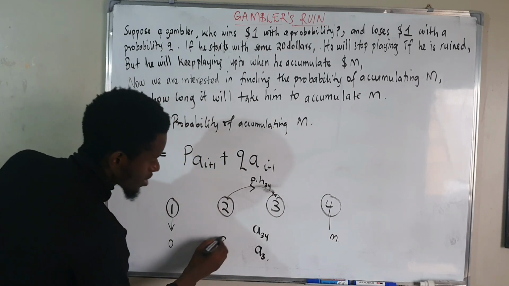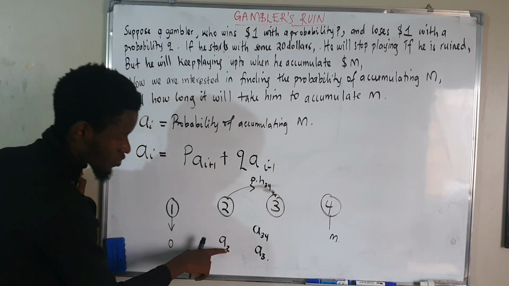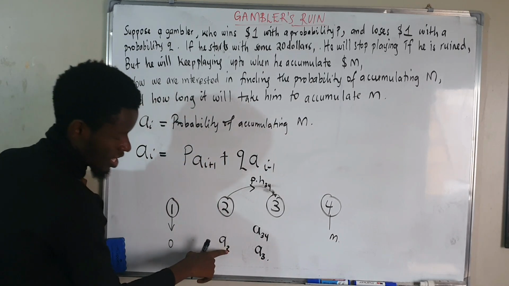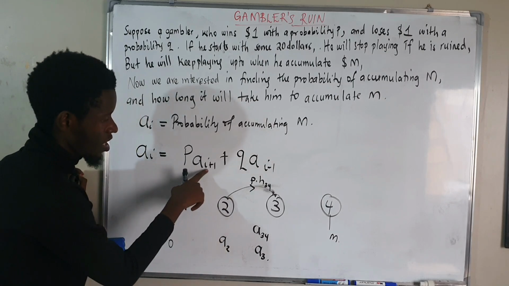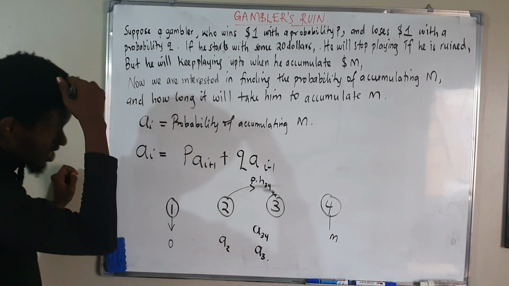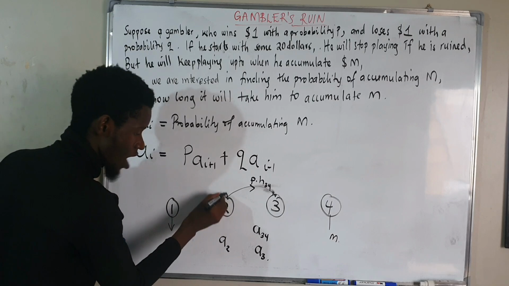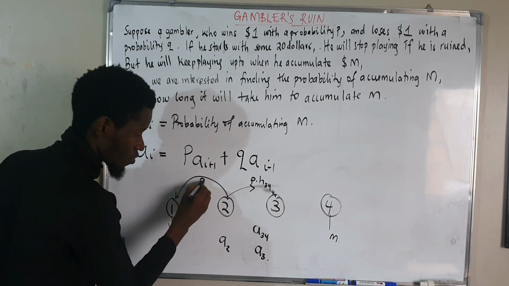But now remember, my A here was A2. Therefore, to get from A2 to A3, I have to get this 2 plus 1. That's why I have A plus 1 here. And then if I lose the dollar, I will lose the dollar with probability 2.